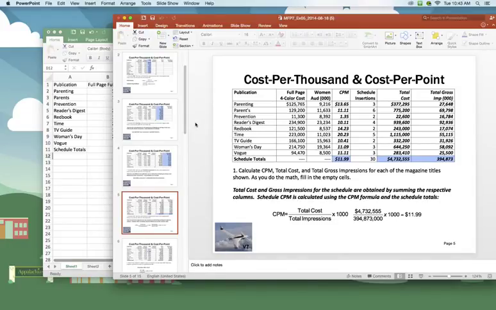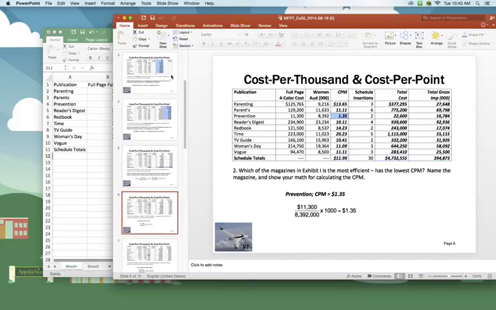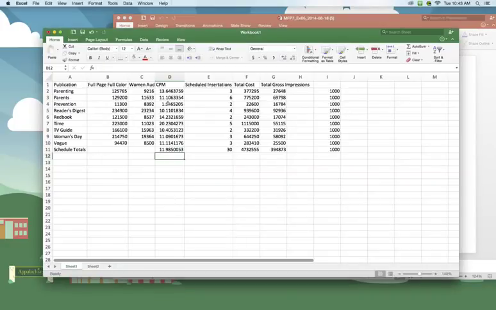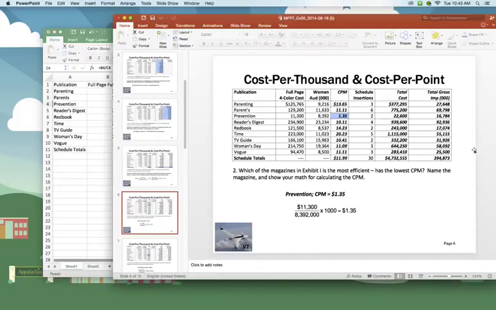Now that we've done all the legwork, we can go into our question. Which magazine in Exhibit 1 is most efficient and has the lowest CPM? Well, that's easy. We know that Prevention magazine at 1.35 is going to be our lowest cost per thousand. That's a good deal in terms of how much it costs versus the audience that's looking at it. And you can see the problem listed here. That makes it a little bit easier. So that's question 2. Like I said, it gets easier once you fill everything in.